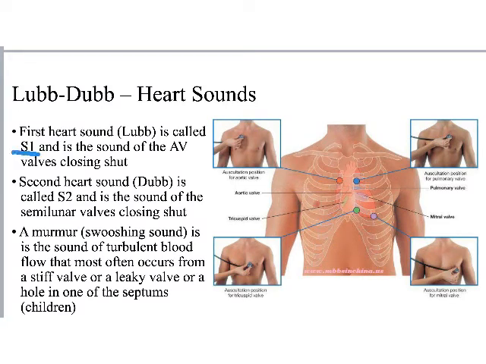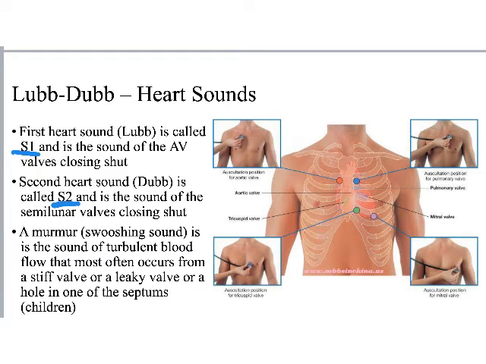What we call S1. So that's the AV valves closing. That's the first heart sound. And then the second sound of the lub dub is the semilunar valves closing, and we call that S2, the second heart sound. So the only thing that we should really hear when we put a stethoscope to your chest and listen to the heart is those valves closing. That's all we should hear. Two heart sounds, S1 and S2.